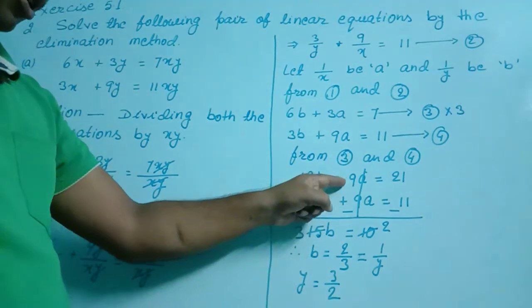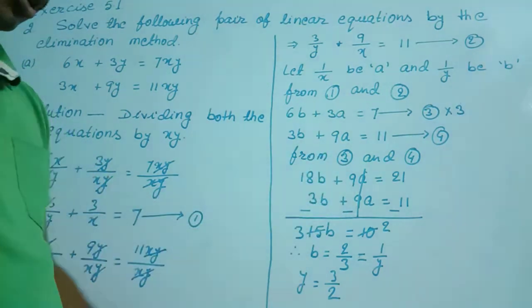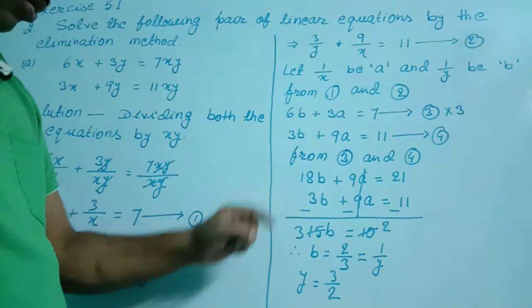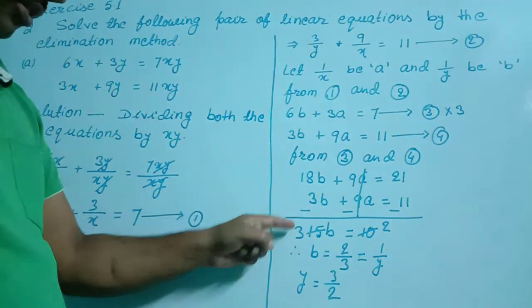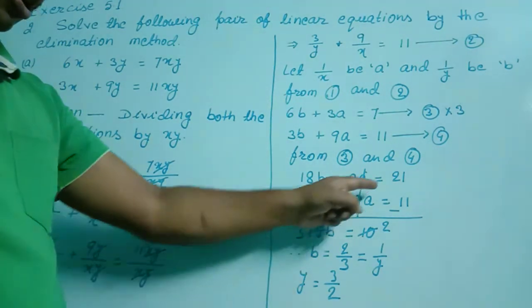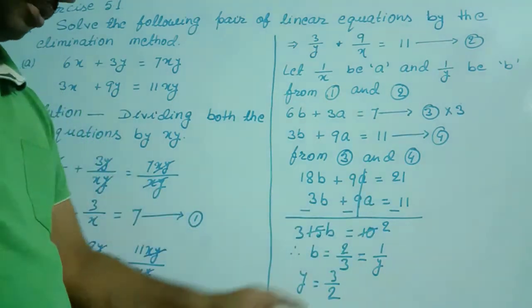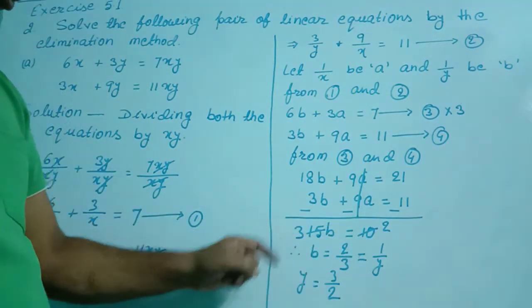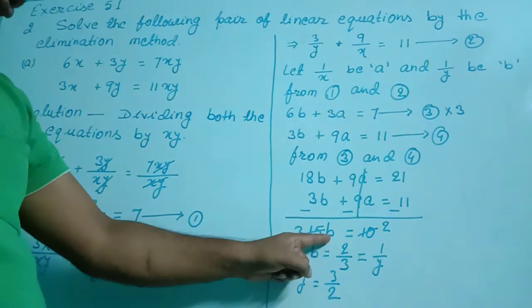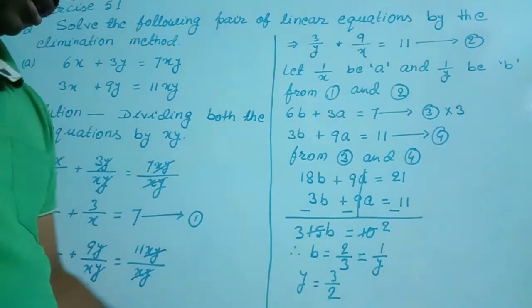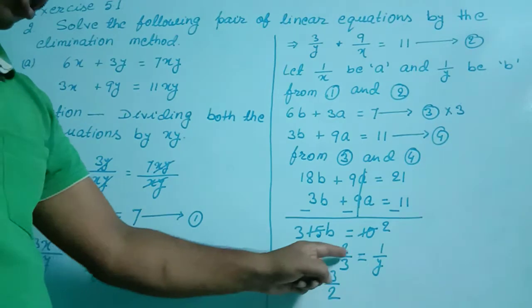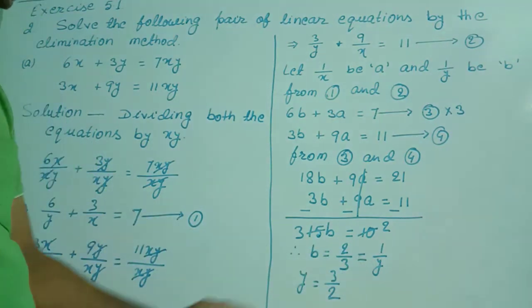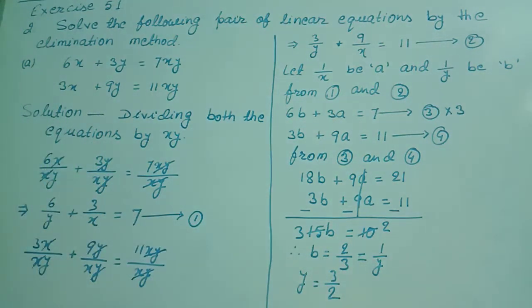Now we are seeing that plus 9a minus 9a, these two will be cancelled. These two will solve. 18b minus 3b equal to 15b equal to 21 minus 11, that is 10. So 5 2 is 10, 5 3 is 15. b equal to 2 by 3, that is equal to 1 by y. Therefore y equal to 3 by 2.